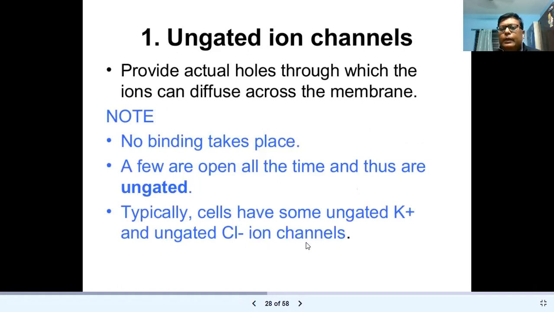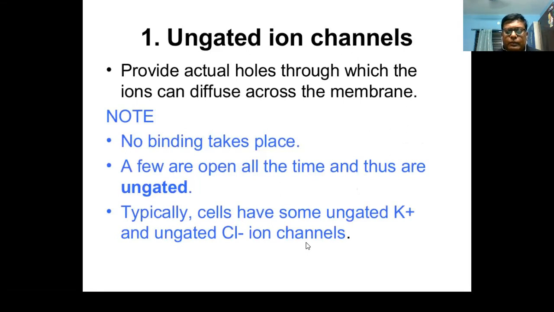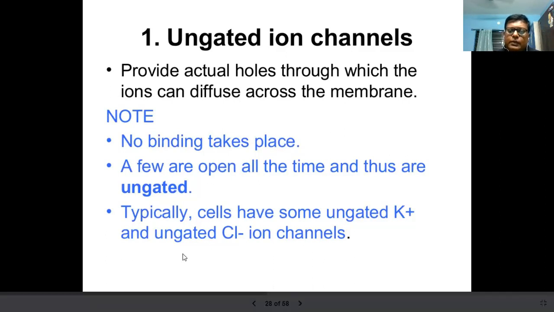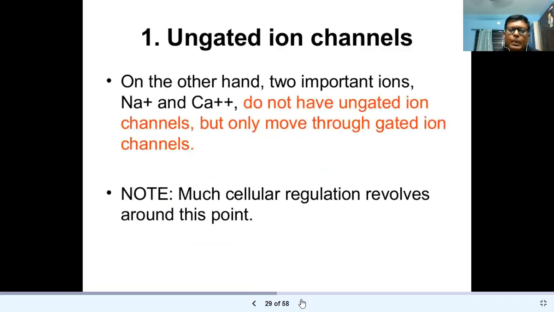So, an ungated channel does not have any gate. So any ion can cross through these ion channels. The typical examples are potassium and chloride. Other than these two important ions, sodium and calcium do not have ungated ion channels but only move through gated ion channels.